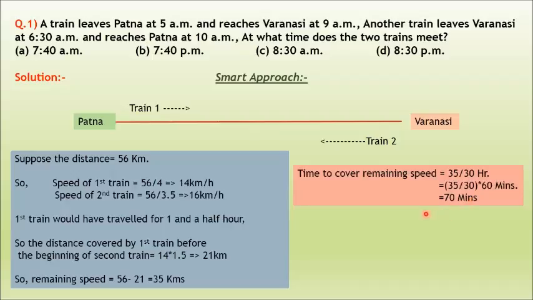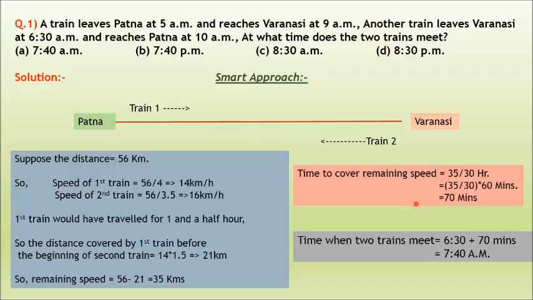So after the starting of the second train, both trains will take 70 minutes to meet each other. The second train was starting at 6:30 am. We will add 70 minutes to it and we will get 7:40 am. So 7:40 will be the time when both trains will meet, and that will be our answer.